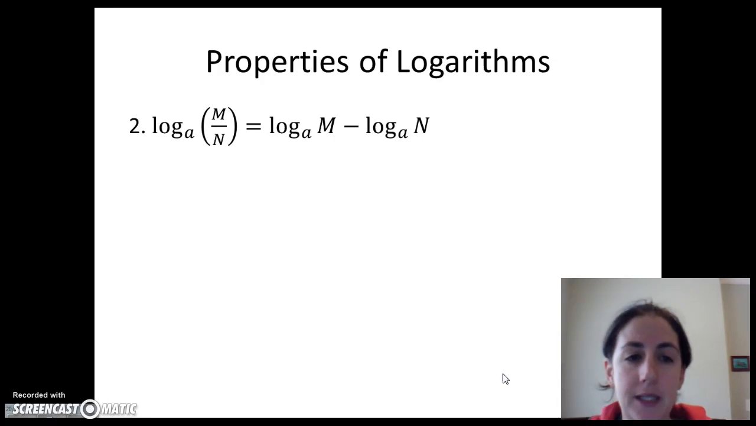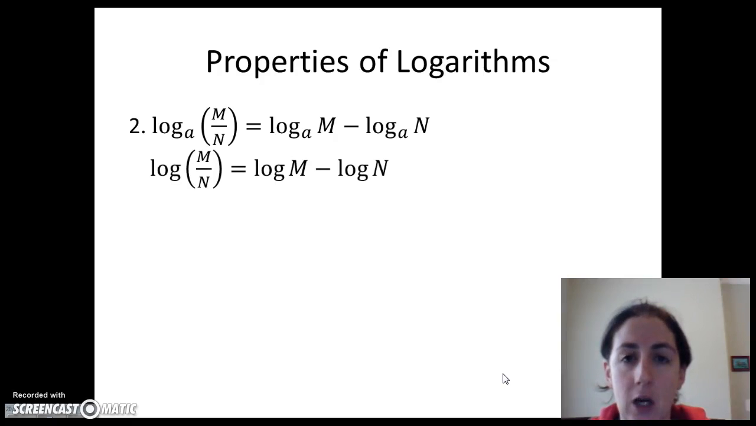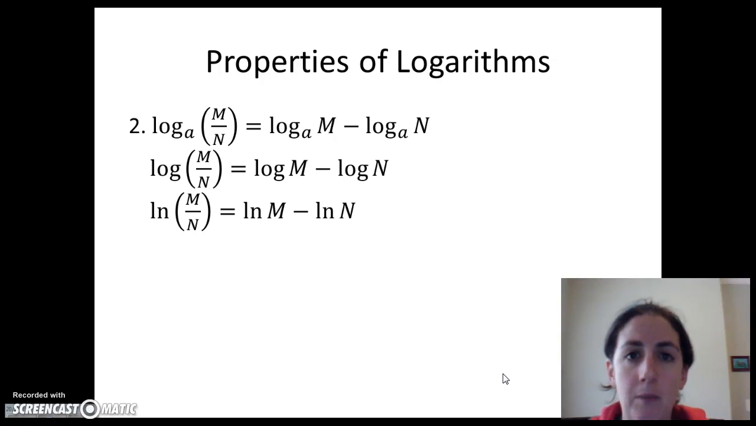Our second property says if you take the log base a of two things being divided, you can break that up into two logarithms, the logarithm of the numerator minus the logarithm of the denominator. It works for the common log, the log of m over n would be the log of m minus the log of n, and it works for the natural log. The natural log of m divided by n would be the natural log of the numerator minus the natural log of the denominator.